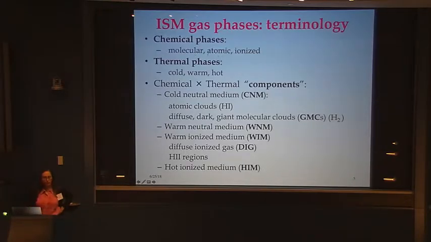So there's molecular, atomic, and ionized gas, so those are the different chemical phases. There are also different thermal phases, so there's cold, warm, and hot. And then you can sort of take a cross product of those, and that gives you chemical and thermal components. So I've listed here some acronyms you'll hear in relationship to what those components are.